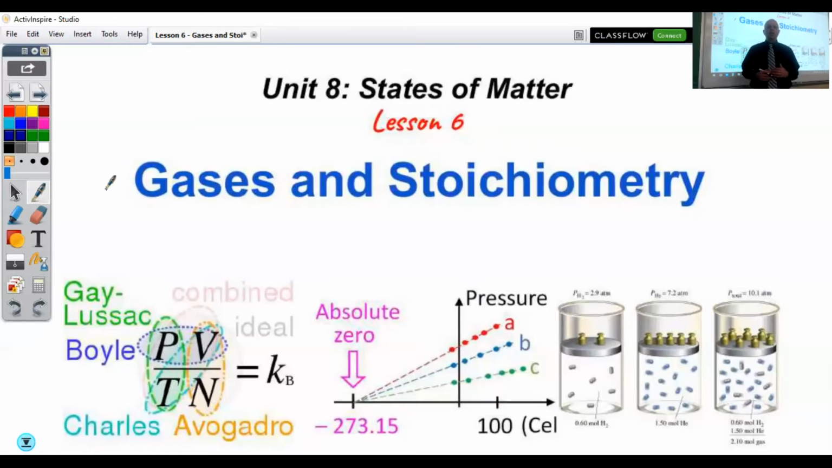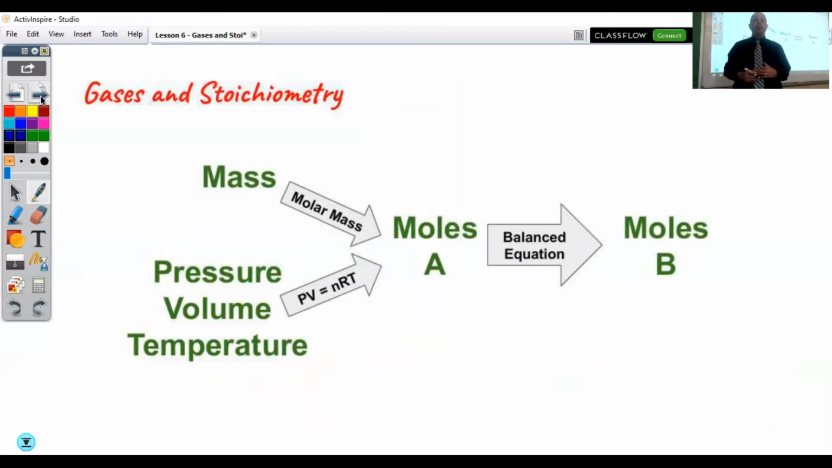Everyone, welcome to lesson 6 on gases and stoichiometry. Today, what we're going to do is learn how to put together the information that we learned in our previous unit on stoichiometry with our gas laws, especially the ideal gas law that we learned about in this unit on states of matter. So just giving you a quick update on our map.